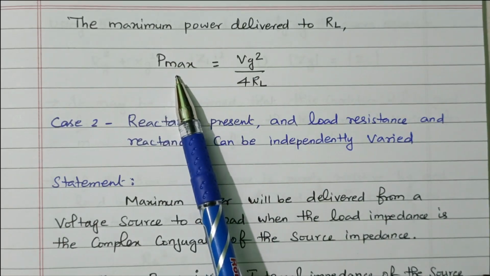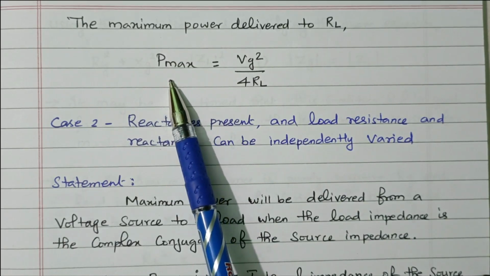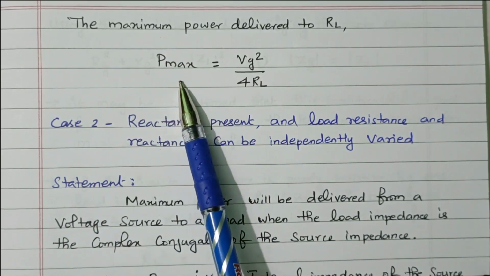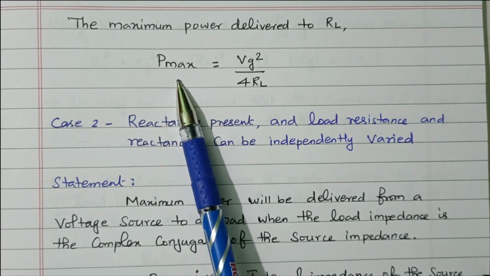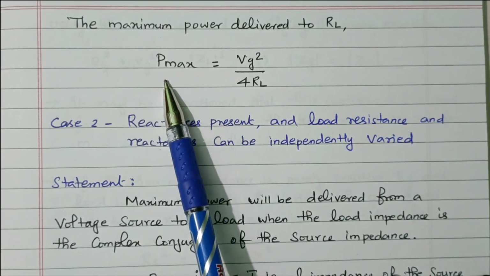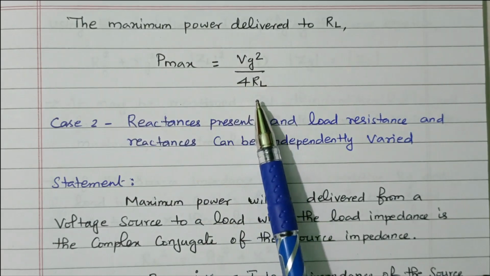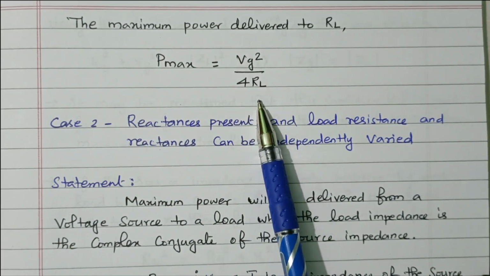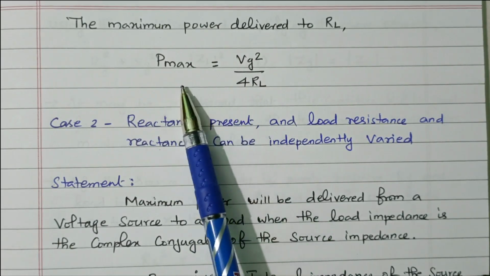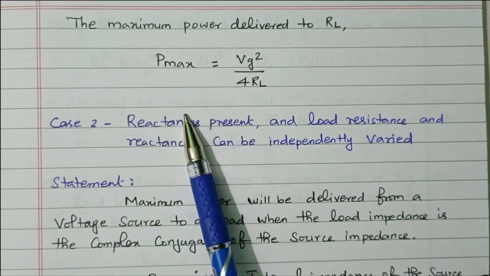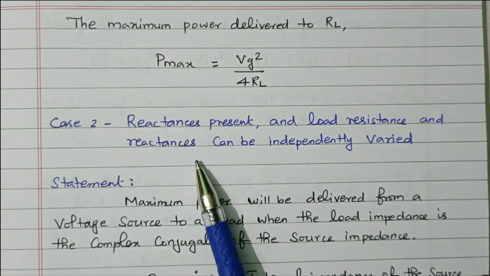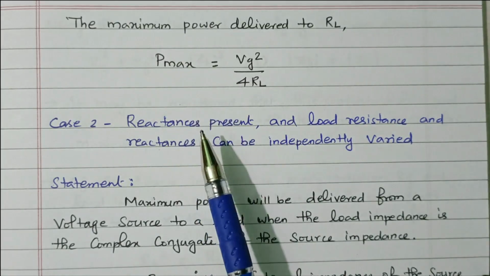So we calculated the power delivered to the load based on the maximum power transfer theorem. That power delivered is the maximum power because the condition is given. When RL equals Rg, the maximum power will be delivered. So P max equals Vg square divided by 4RL. This is the formula to find the maximum power delivered to the load when the condition is given in the problem itself; we can use this formula.